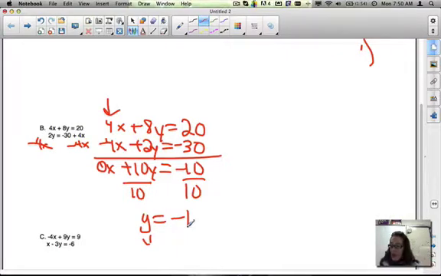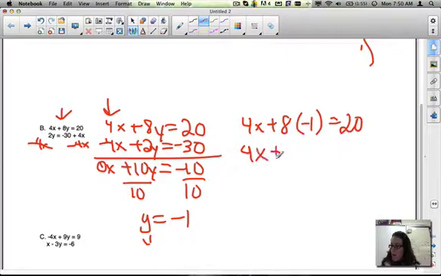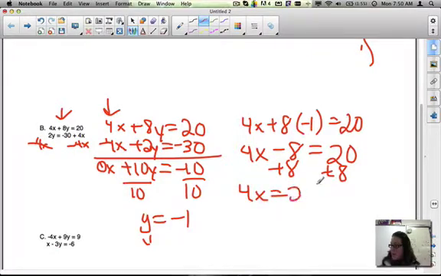Step 3, I'm going to substitute this back into one of my equations. So I'm actually going to substitute it into the first equation. It doesn't matter, either equation that you choose, you're going to get the same answer. So I have 4x minus 8 equals 20. Add 8, 4x equals 28. Divide by 4, and x equals 7.